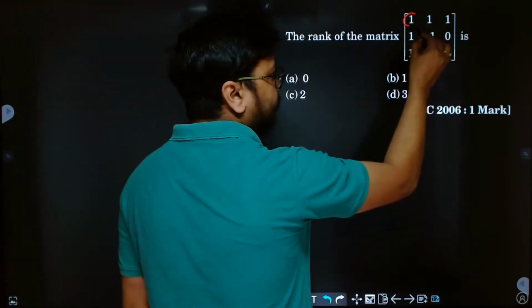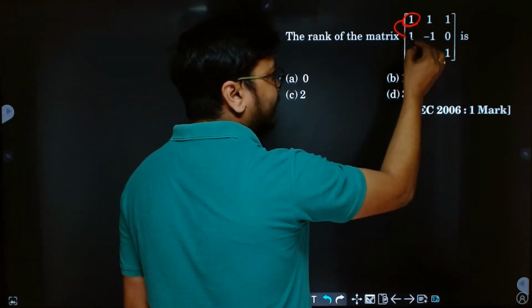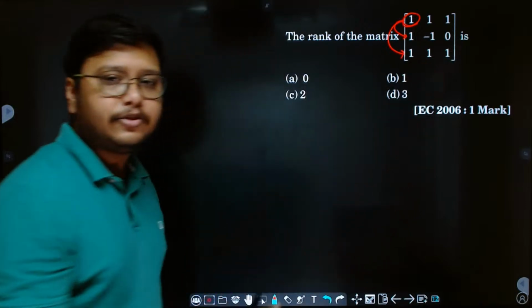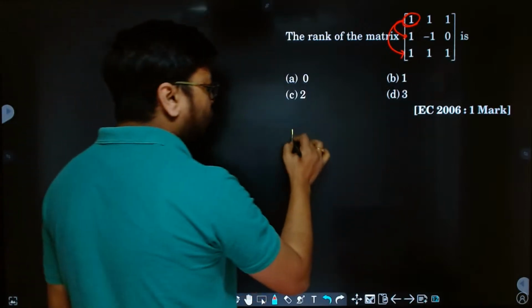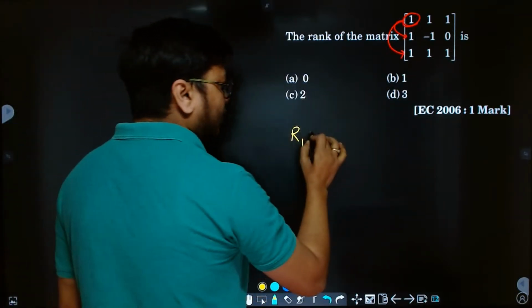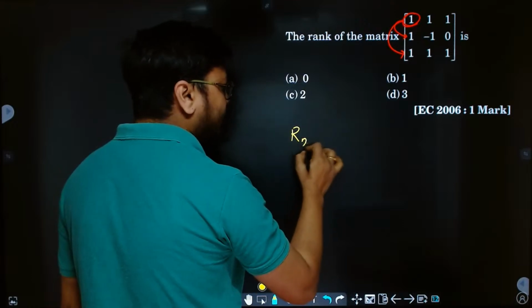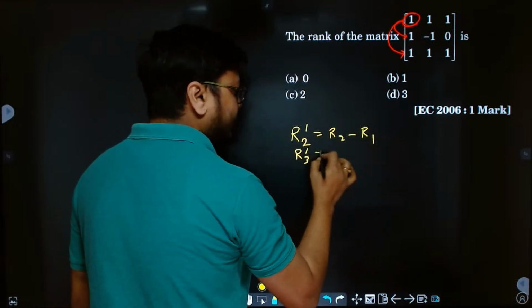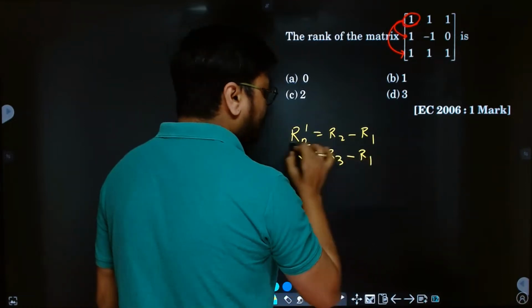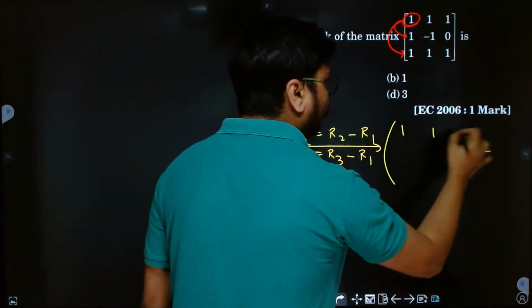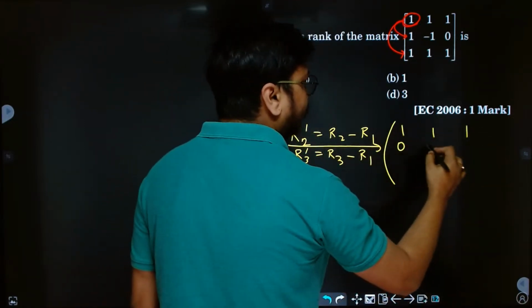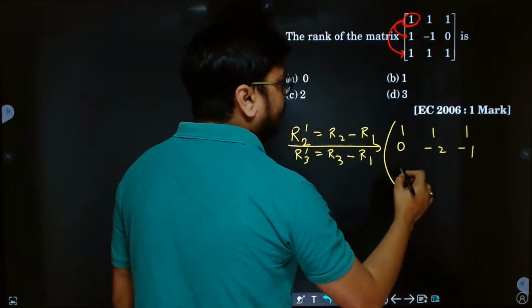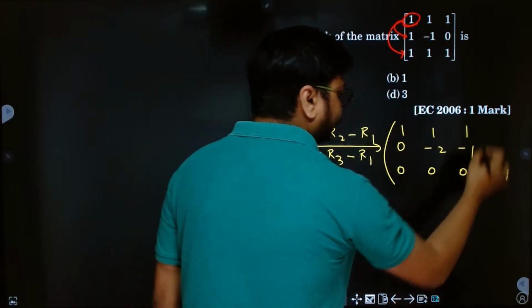First, with the help of this one, you will try to create the elements below it completely zero. So whatever row operations you need to do according to that. So I can say that R2 dash equals R2 minus R1, and R3 dash equals R3 minus R1. And if we do this, we are getting 1, 1, 1, 0, minus 2, minus 1, 0, 0, 0.